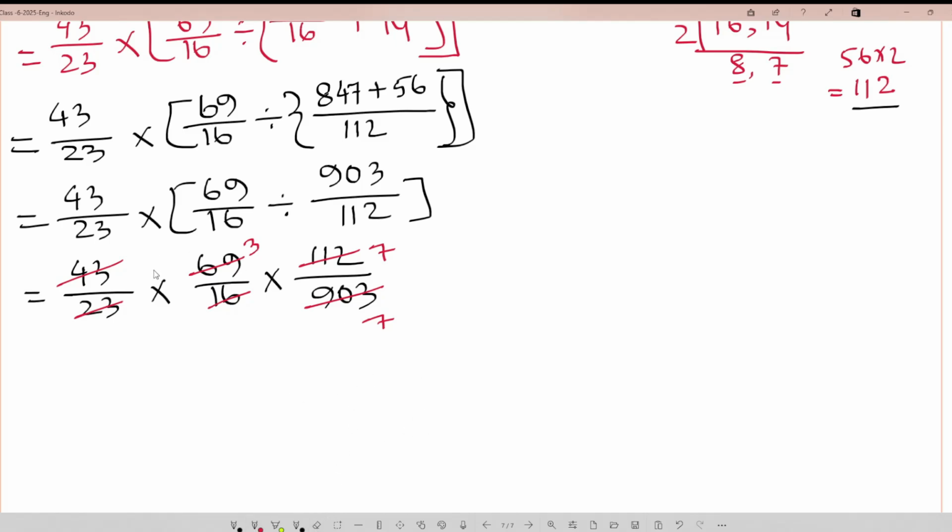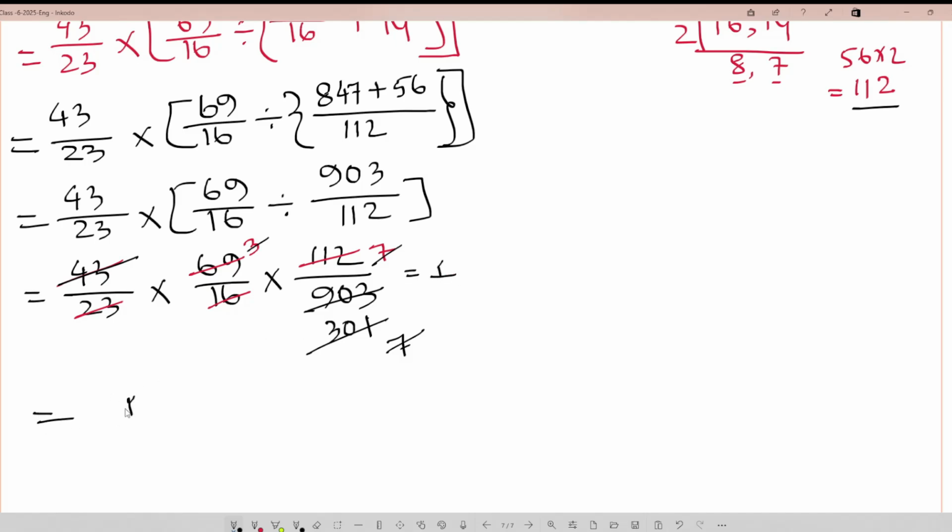No, 903, not 7 like this. So 903 divided by 3 will be 301. Then 301 divided by 43 will be 7, and 7 divided by 7, so the result will be 1.